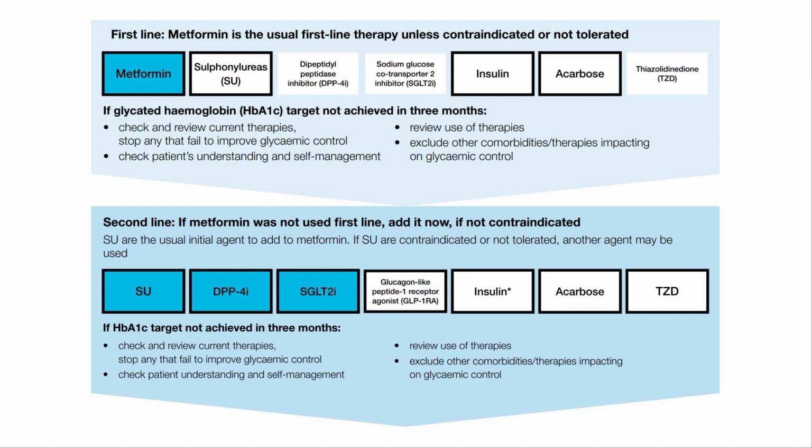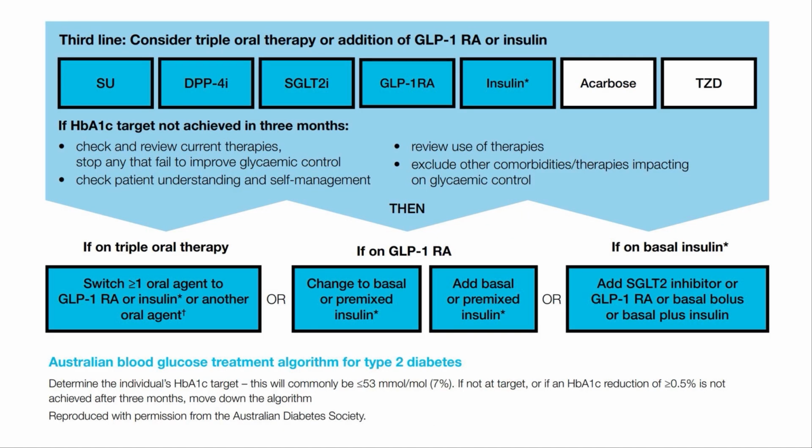So to make this simple, 1, metformin, 2, something else, sulfonylurea, SGLT2, or DPP-4. Step 3, consider insulin. That's sort of the simple way of looking at it. And at the same time, maybe consider something like exenatide, the GLP-1 analog. But remember that it's injectable.